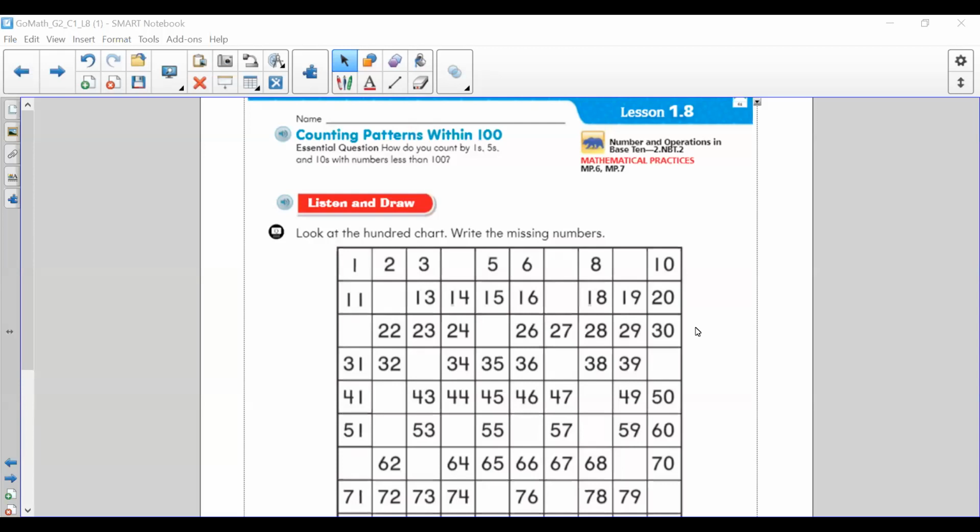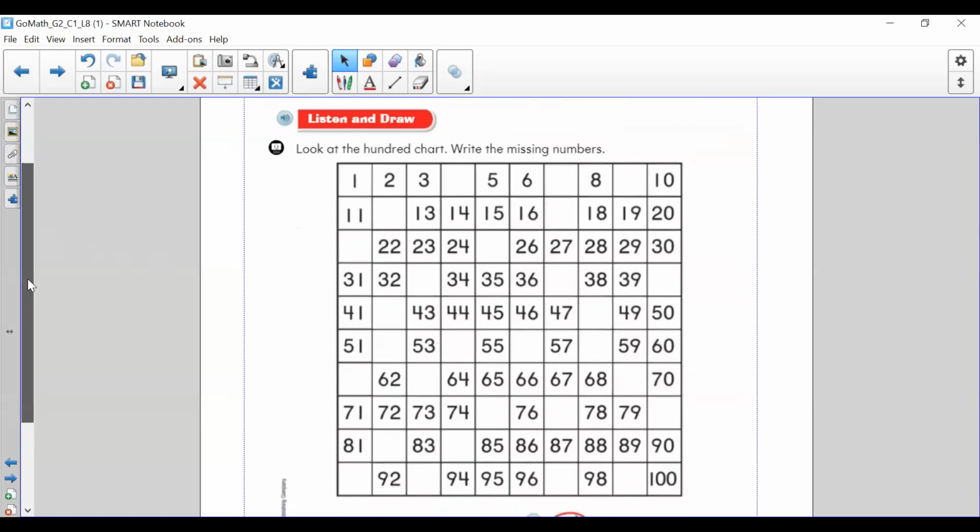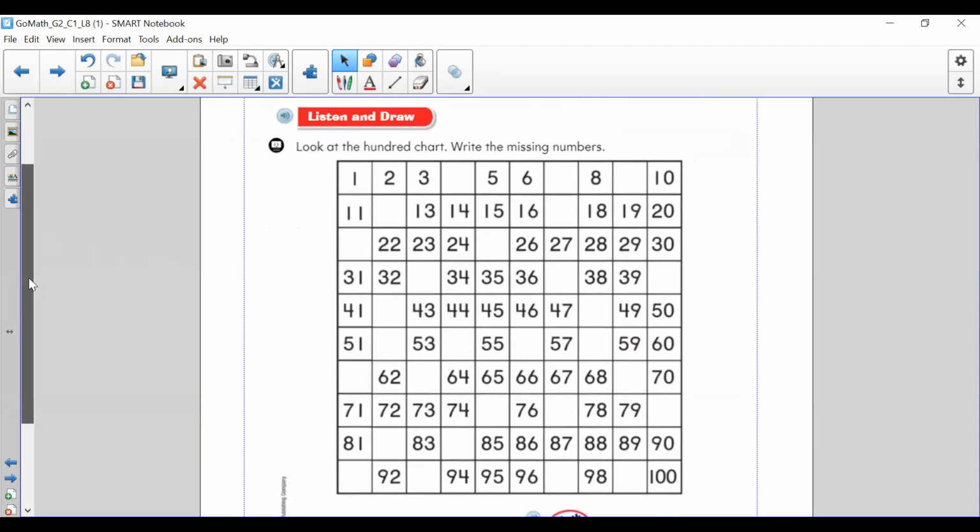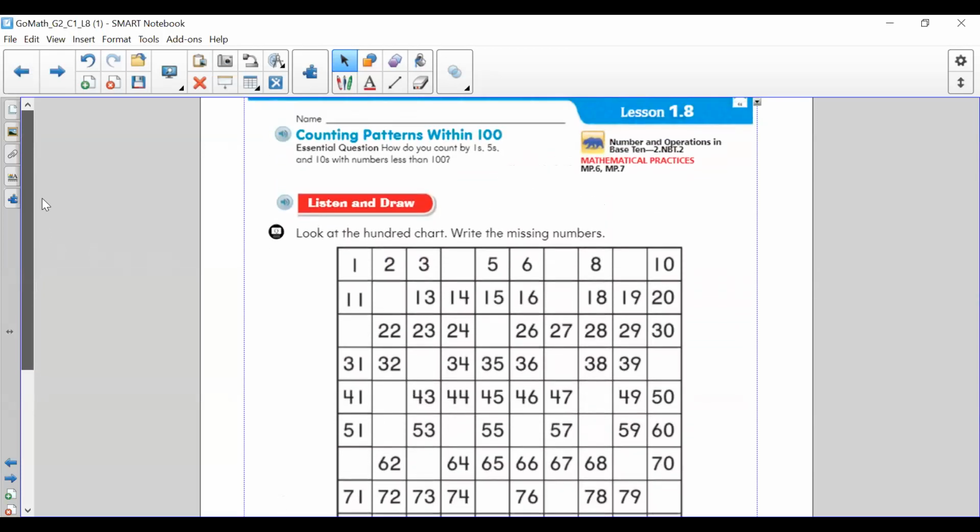Here we are on lesson 1.8. We are going to be studying counting patterns within 100. And you probably recognize this. This is a 100 number chart. There are 100 numbers on here.